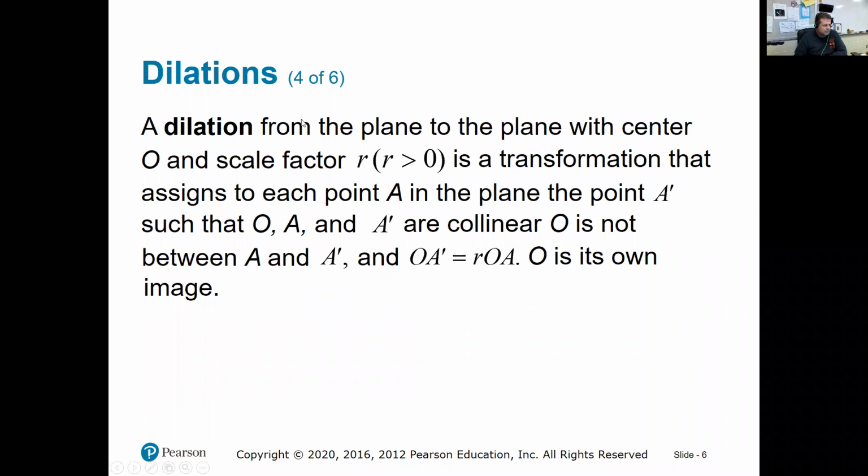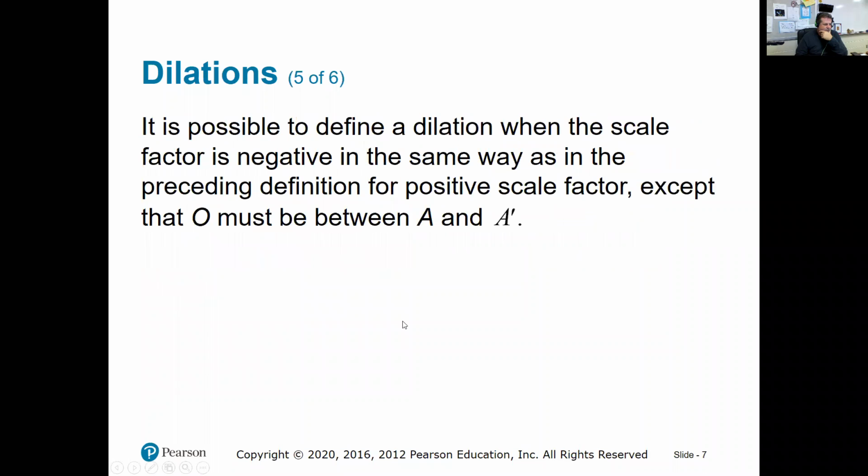A dilation of the plane with center O and scale factor greater than 0 is a transformation that assigns each point A to a point A prime. Okay, notice it has to be bigger than 0. Anything less than 1, bigger than 0, is still a dilation, that's a fraction. It is possible to find a dilation when the scale factor is negative in the same way as in the preceding definition of the positive scale factor, except that O must be between A and A prime. In other words, you'd have to go the opposite direction from where you started.